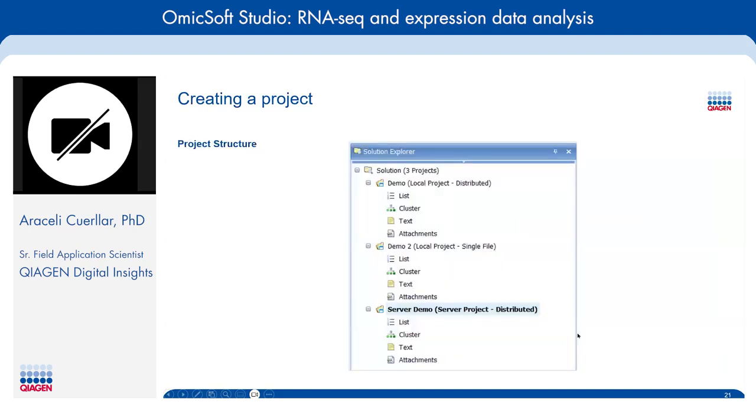Now, although the steps for creating local projects are different from creating a server project, all project types share the same structure. Regardless of how the project is created, a new project will contain slots for folders, lists, and text and attachments. It will use the same tools for processing and for JavaScript analysis, right? So even though we're looking at a local, distributed, single file, or a project, you can see that it has the same contents within it. There's really not much difference there.